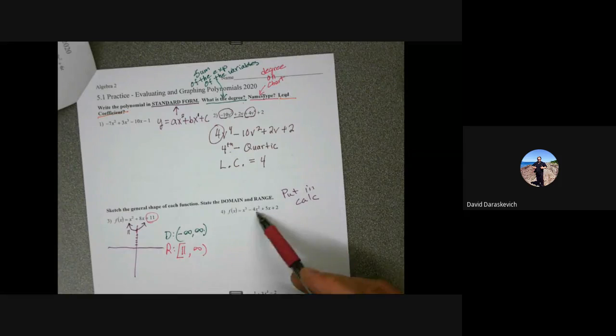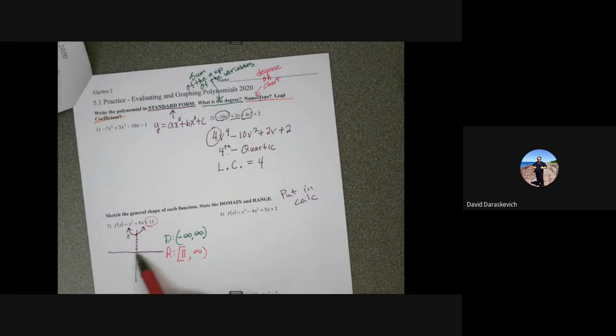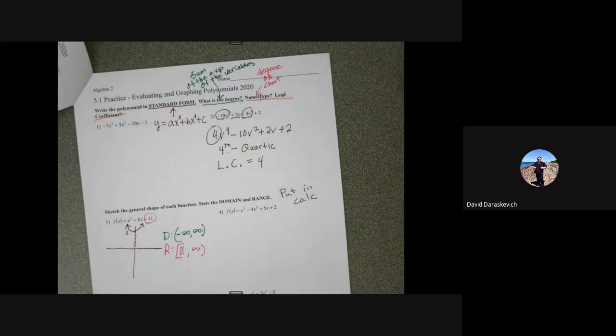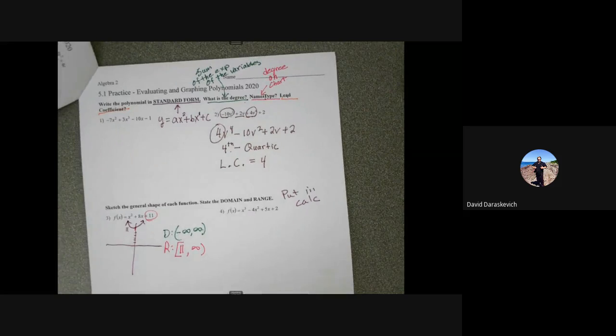So that's what you were supposed to do with these. Just sketch a real rough graph, put it in a calculator and get your rough draft, and then come up with domain and range.